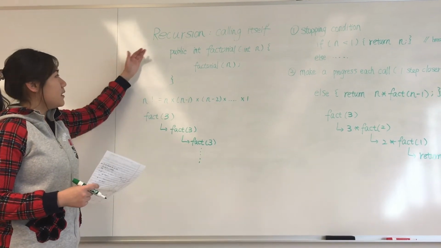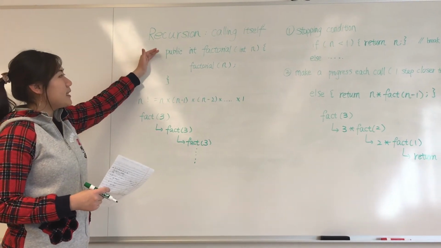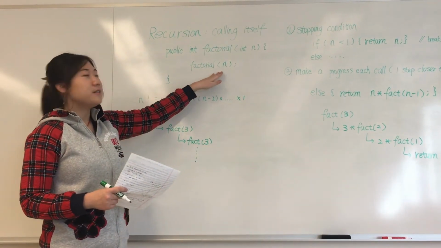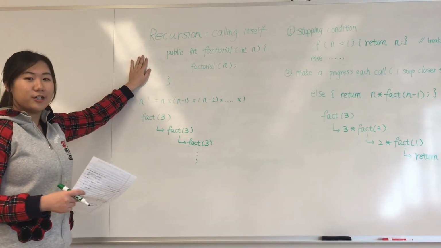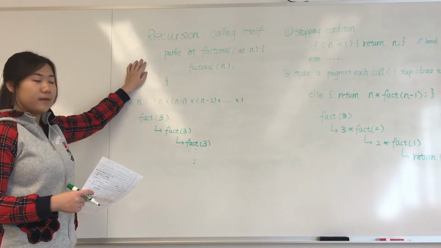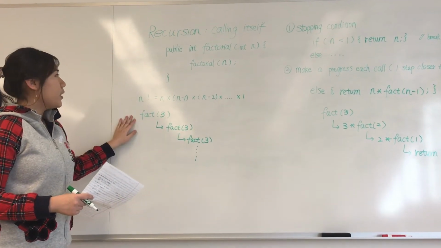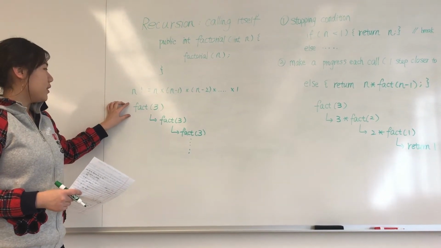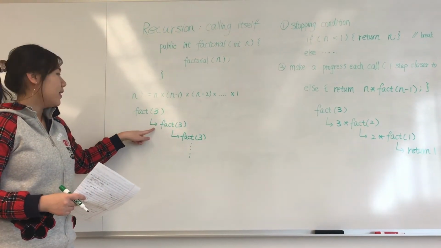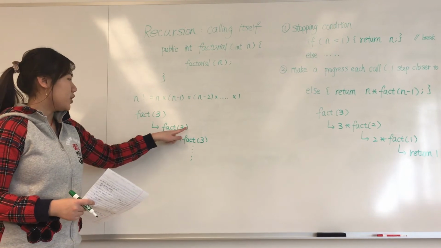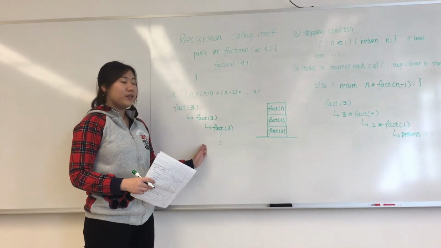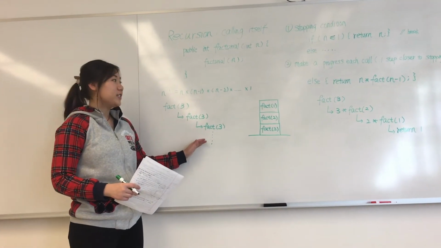So if we look at this example, say inside the method factorial, we're only calling factorial. So technically speaking, this is a recursive function, but this is not working. Because if we look at an example, we call factorial 3, what it does is that inside the function, it will call factorial 3 again. And then when we call this function, it will call factorial 3 again. So it will just go into an infinite loop, infinitely calling the function itself.